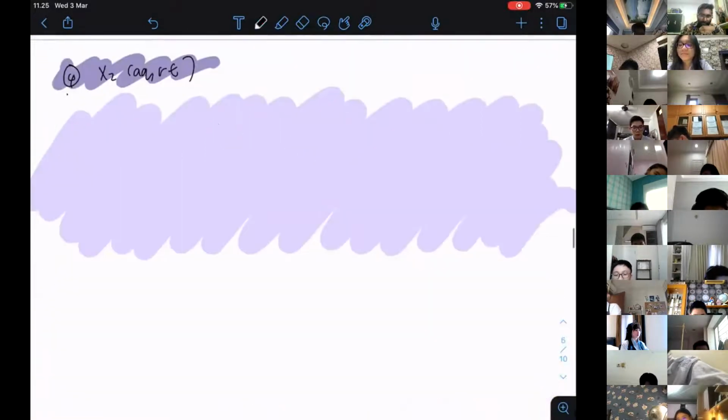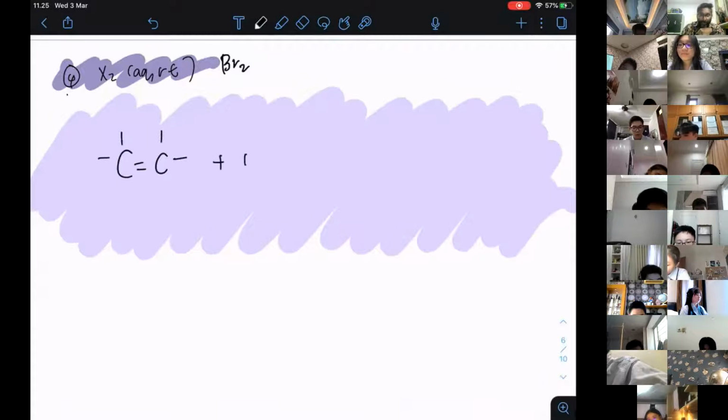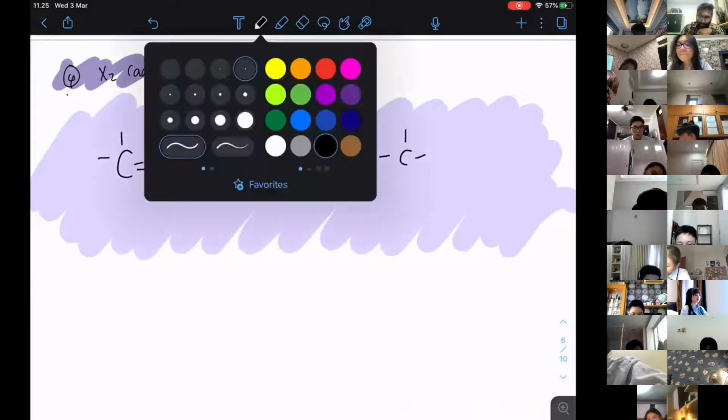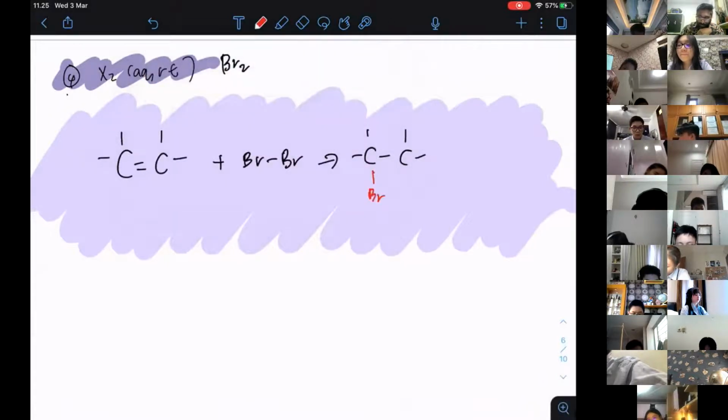And the last one, I'm taking maybe Br2 as an example. So if I have C double bond C, and I react with Br and Br, I am going to get C like this. The double bond is going to be broken, so you put the Br here, Br over here. This is going to be aqueous, and room temperature. This one you memorize, but there is a difference for this.